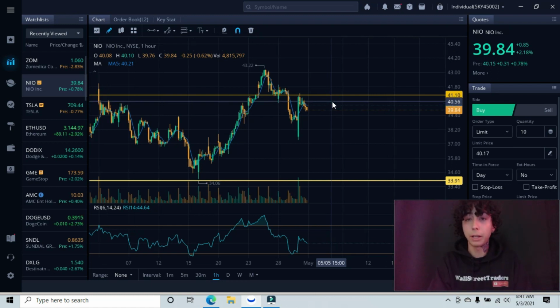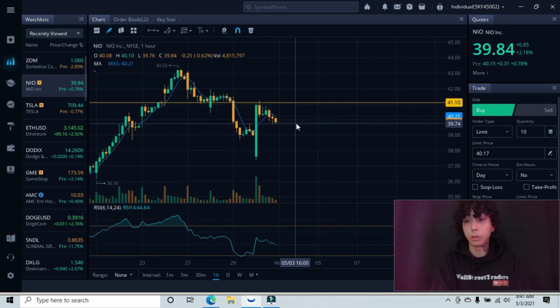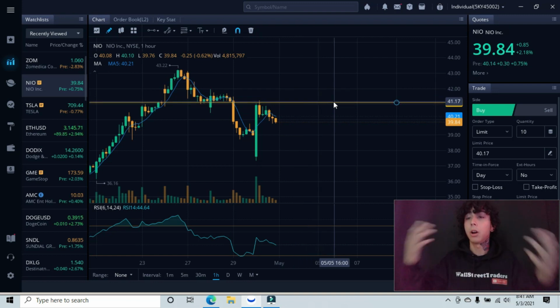So as of right now, like I said, personally though, I would wait until we can break above this $41 or $40 area, come back down and retest so that buyers are in control. And like I said, that would be the safer entry.